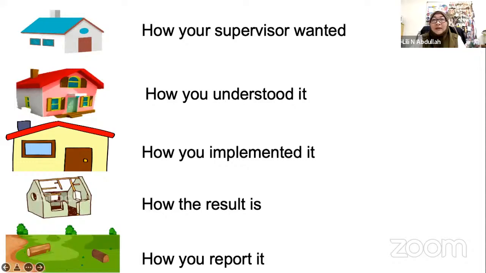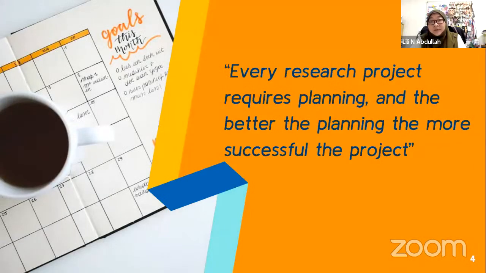So if you are applying for a grant application, you need to put a budget on it. So how do you plan to use the budget? That is what determines the amount that you should put into your application. Okay, so there is a saying that every research project requires planning, and the better the planning, the more successful the project. Okay, so there are a lot of failures in project implementation. Why? Mostly because of bad planning.